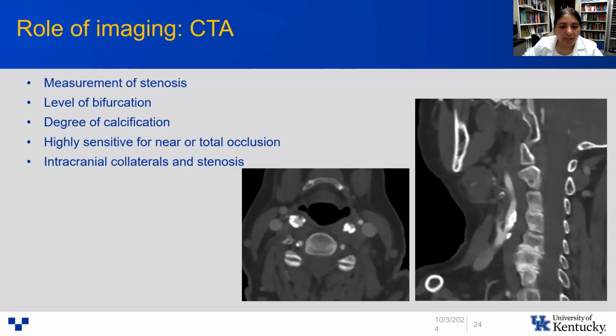So on CTA, we are looking at the caliber of the vessels, we are looking at the level of bifurcation, we are evaluating the kind of plaque, whether it's heavily calcified plaque or soft plaque. We also try to look at the angle of the mandible, which will again factor into decision making on how we want to proceed for this patient. And always take a look at CTA head, because CTA head will show if the patient has intracranial atherosclerotic disease, if there is any moyamoya phenomenon. Again, all those factors will decide how you want to move forward with the patient.